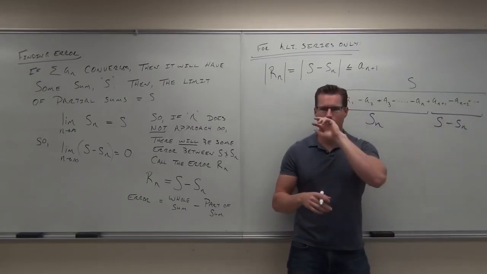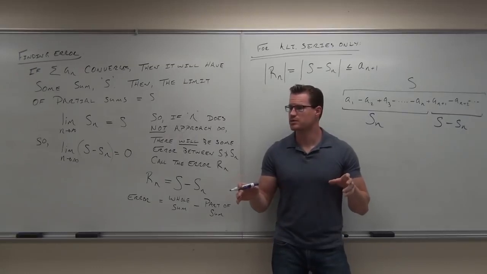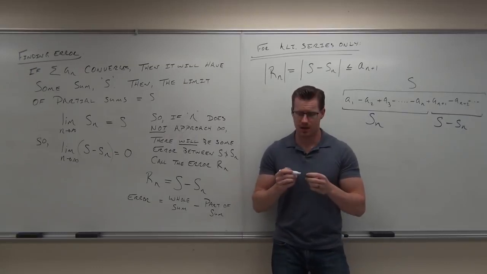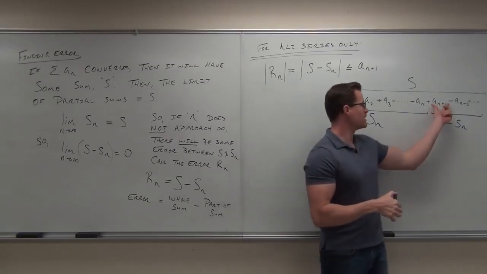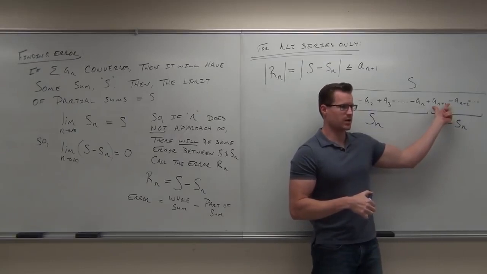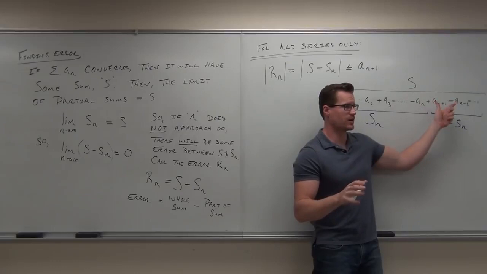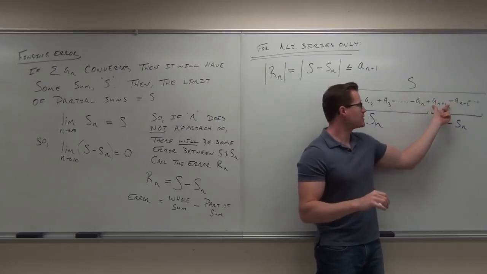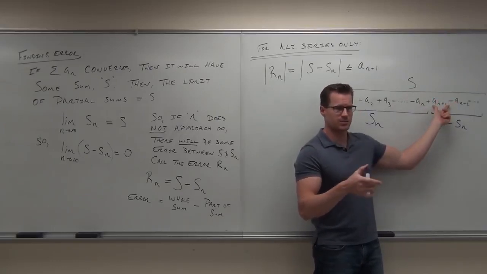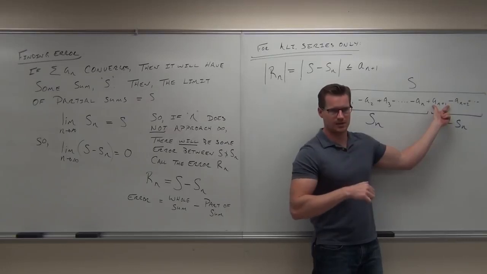Now understand something about why alternating series plays a part in this. Check out what the terms do. The next term after this is a sub n plus 1, correct? Now I'm assuming that's going to be a plus. It doesn't have to be. That's why we have the absolute value. I don't care what it is. It's absolute value. So I have that a sub n plus 1. Let's assume it's positive. What's the next thing I'm doing? Subtracting. I'm subtracting from it.